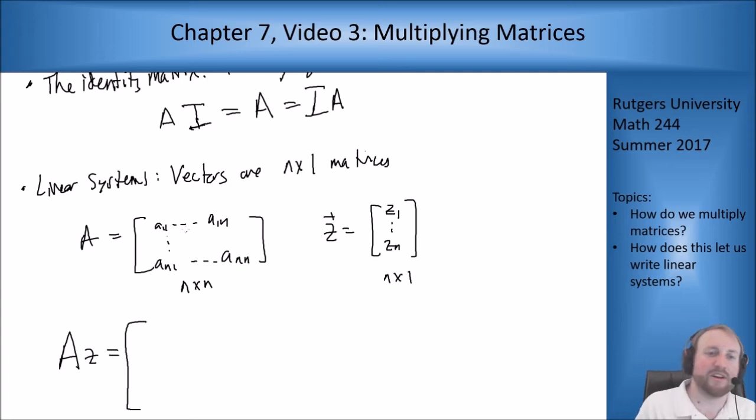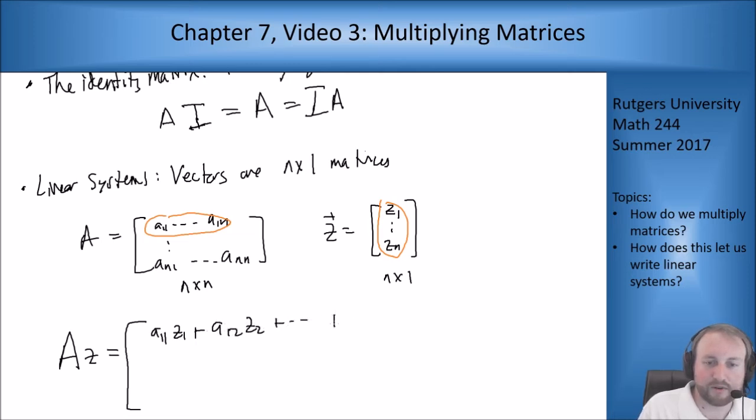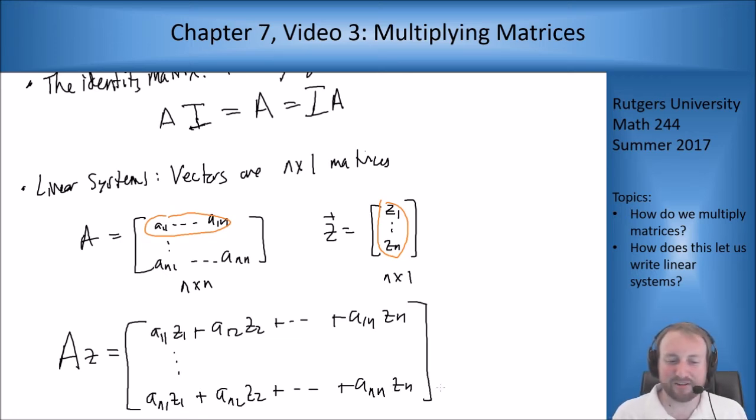And what's the first thing? I'm going to take the first row and multiply it by the column, component-wise. So I'm going to get A11Z1 plus A12Z2 plus A1NZN. And the last row, I will get AN1Z1 plus AN2Z2 plus ANNZN. Now this looks almost identical to our linear system from before, right?